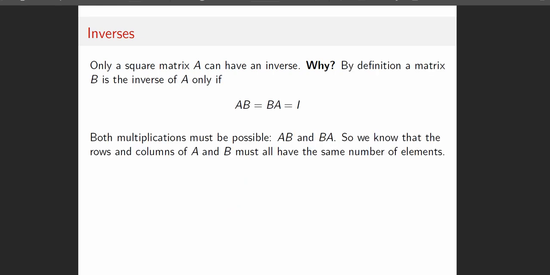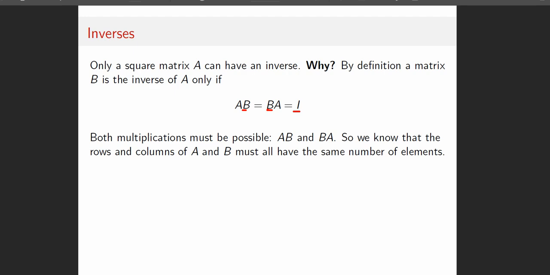Okay, so only a square matrix A can have an inverse. Why? Well, what's the definition of an inverse? An inverse is a matrix B such that A times B equals B times A, which equals the identity matrix. If you're going to be able to multiply A times B, the inner products have to match. The columns of A have to equal the number of rows of B. Then when I swap, the rows of B have to equal the number of columns of A.